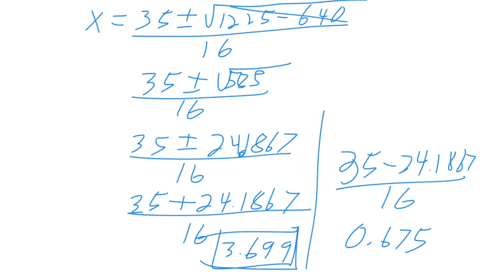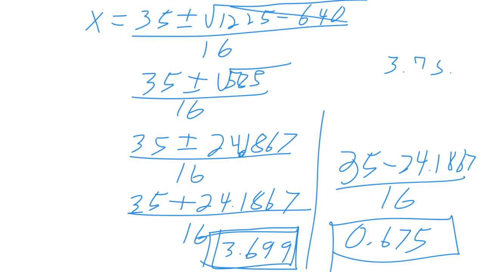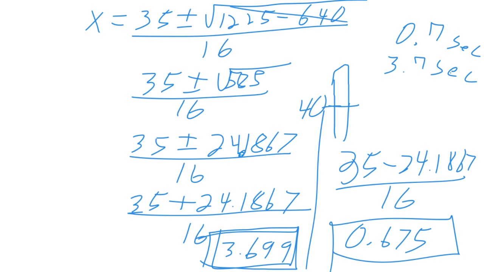Now the directions said to round to the nearest one decimal place. So one of these, 3.699, is 3.7 seconds, and the other one rounds to 0.7 seconds. See, as it's going up, after 0.7 seconds, it passes 40 feet, and then it reaches a maximum, then it comes back down and passes 40 feet again. So these are the two times in which this object that is thrown upward at a certain velocity passes 40 feet.